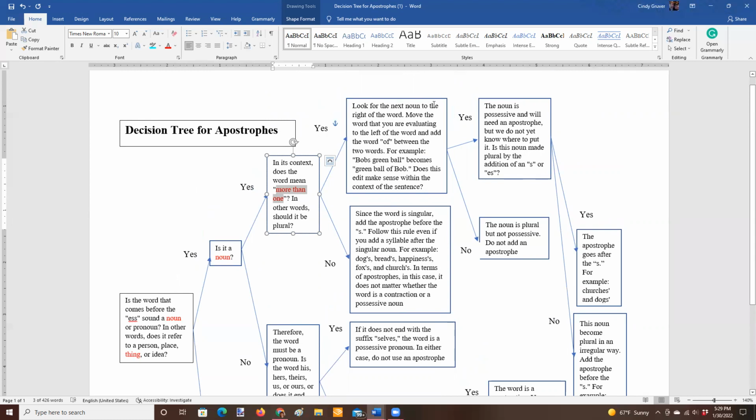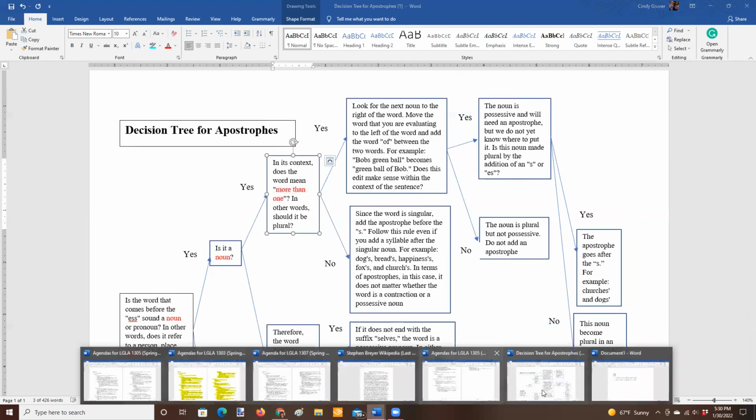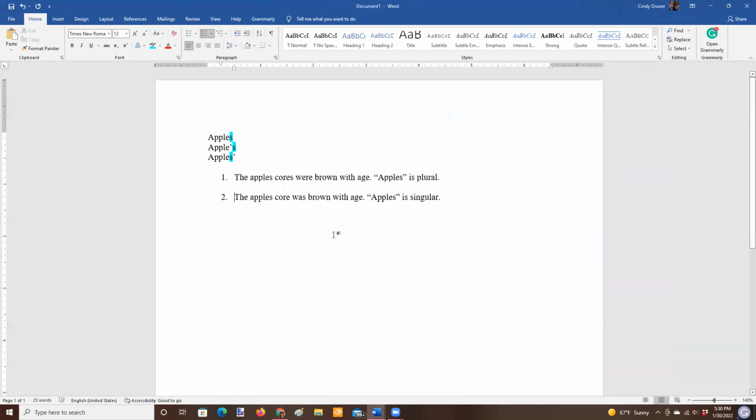Look for the next word to the right of the word. Move the word that you are evaluating to the left of the word and add the word of between the 2 words. Okay, this is a little bit of a complex instruction. So we're looking for the next noun to the right of the word. And again, if we're not sure about the word's origins or what part of speech it is, we might need to Google it. So right is this way. This is my target word. I'm going to go to the right until I find a noun. Well, the very next word is a noun, the word cores.